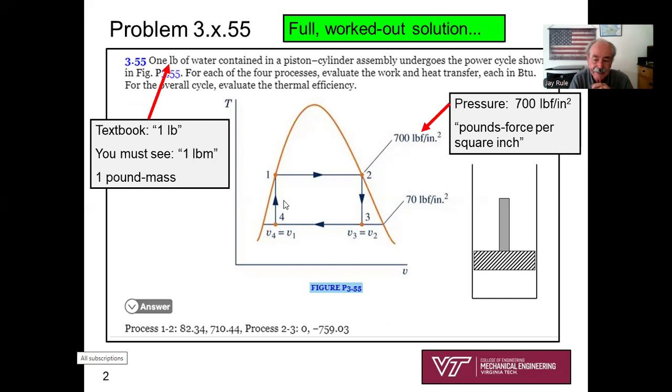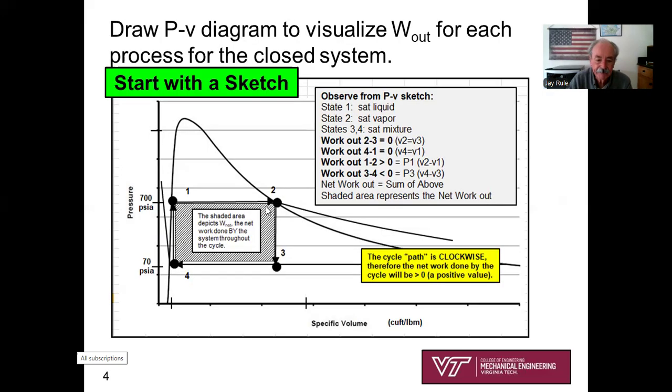I can't see anything associated with work when I'm looking at this temperature-volume diagram, but by golly, if I draw in my solution a pressure-specific volume diagram, I can visualize the work done for a closed system undergoing a quasi-equilibrium process. So this helps me to plan out the work for each of the four processes. So let's see where we're going.